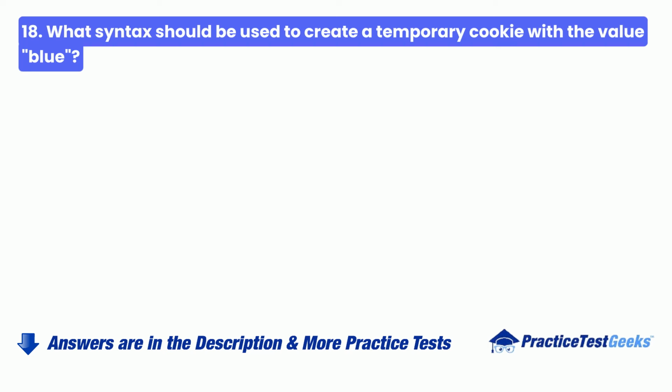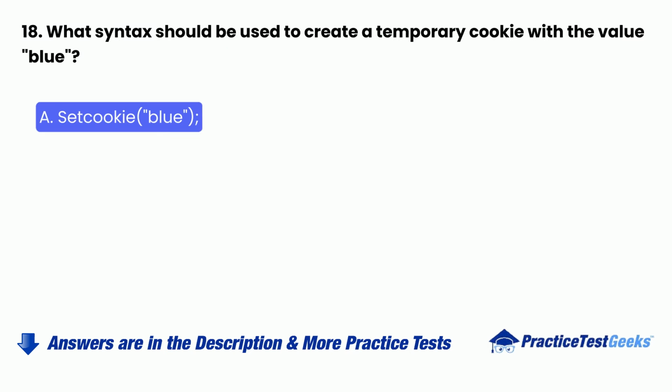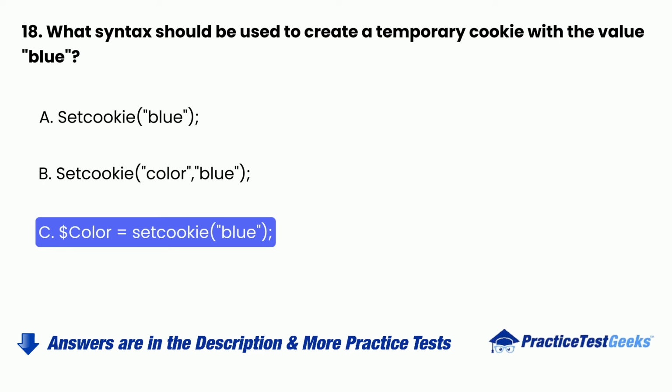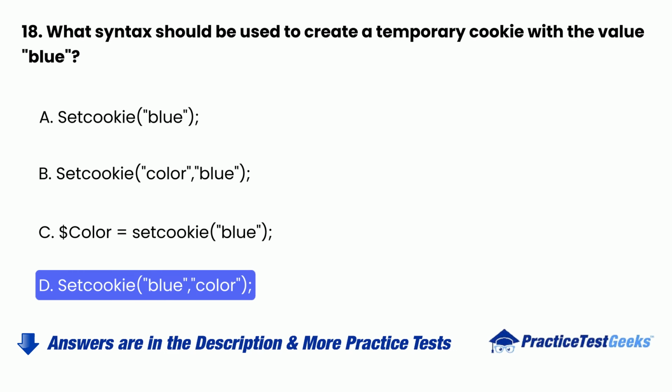18. What syntax should be used to create a temporary cookie with the value blue? A, set cookie. B, set cookie. C, $color equals set cookie. D, set cookie.